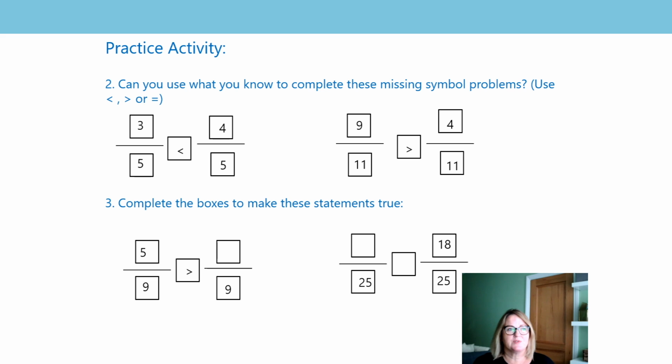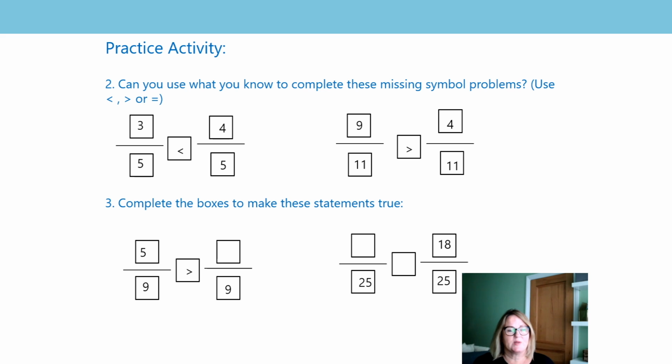Okay, what do we need to do? We could have lots of different answers here, but we'd have to make sure that this numerator is less than 5, because 5/9 is greater than, so it could be 4/9, 3/9, 2/9, or 1/9.